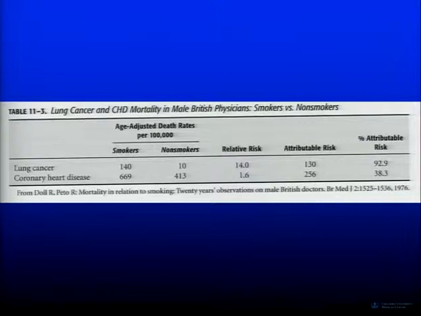Someone say something over there? 92%. Like it's a strong association.